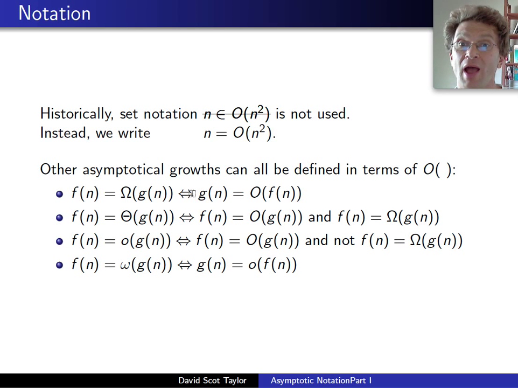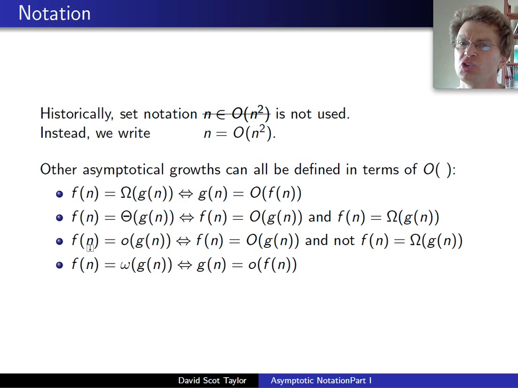We have some other asymptotic growths as well. You can define all of them in terms of big O notation. So we have f of n is big omega of g of n. That's a lower bound. F of n is big omega of g of n if f of n is lower bounded by g of n, if and only if g of n is upper bounded by f of n. You also have f of n is theta of g of n. That means it's a tight bound. F of n is both upper bounded and lower bounded by g of n. It's big omega and big O, okay?